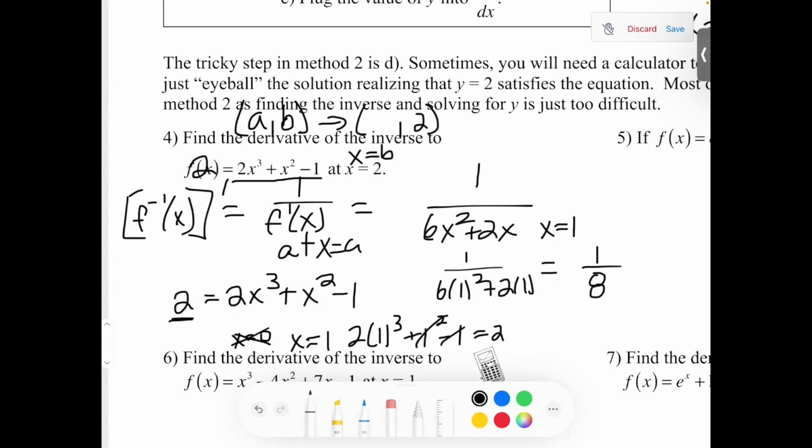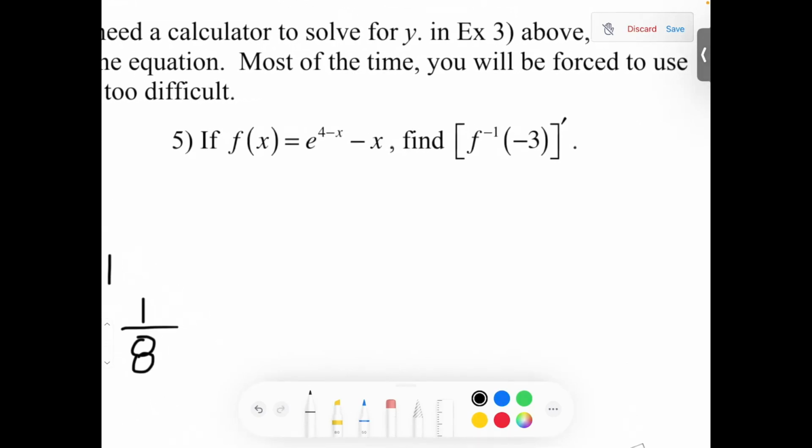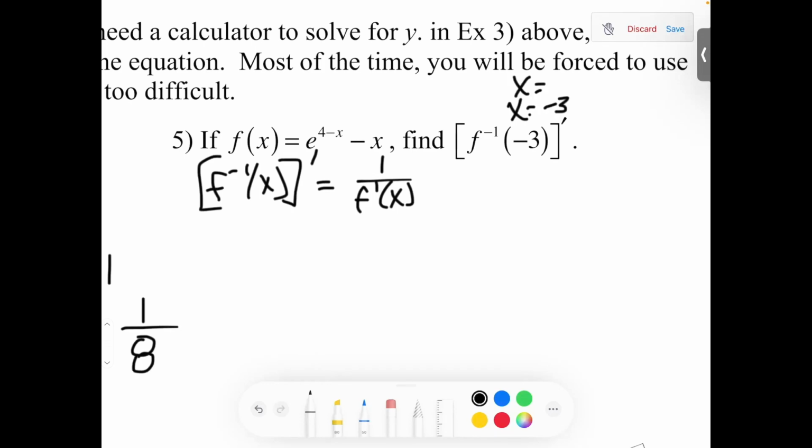We could do that a different way using the implicit differentiation that we did earlier, but I find this other method to be a little bit better. All right, number 5, we're looking at the derivative of the inverse, which is going to be equal to 1 over f prime of x. This x equals -3 is really x equals b. So again, we're going to have to figure out what x equals a is, because this formula we're using is at x equals a.